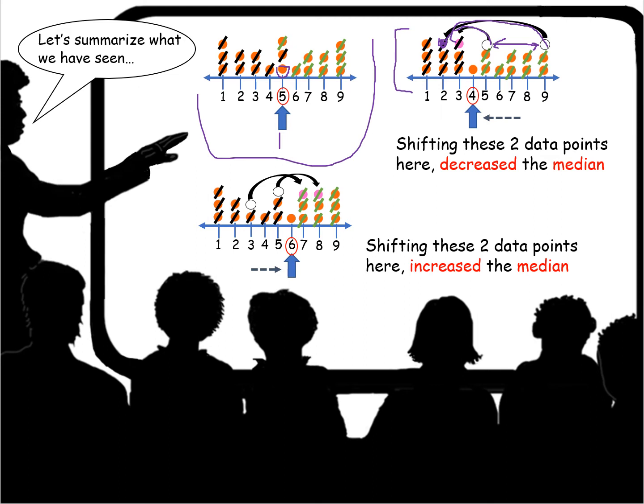Now let's look at it a different way. What if we actually took two of the data points and we shifted them across our original median of 5? Well, what happens? It increases the median. Of course it does. There are more data points over here than there are on this side. So that makes sense.